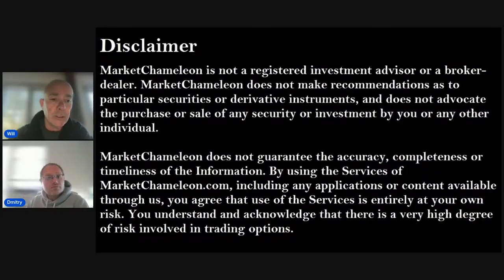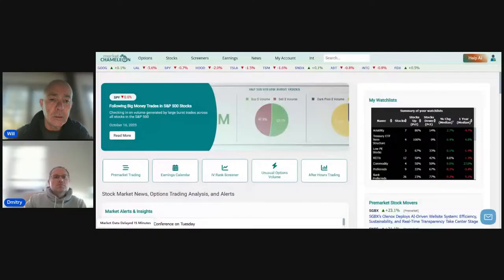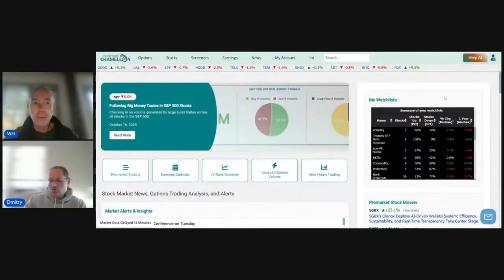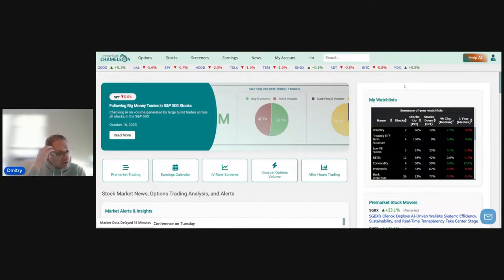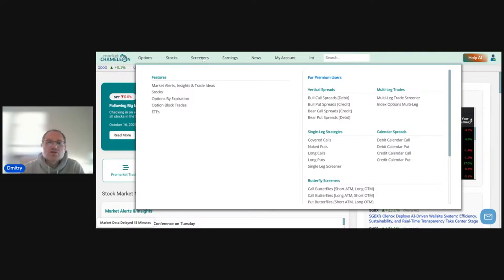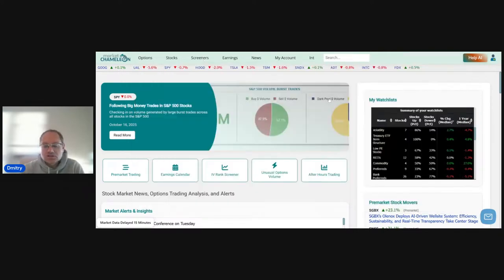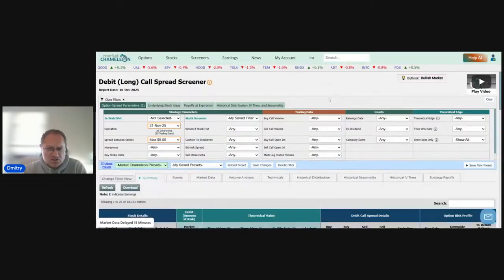Let me share your screen. There's the Market Chameleon landing page. Good morning, everyone. First, let's navigate to the call spread, and then we'll take a look at some liquidity metrics we could use to screen for call spreads. So up top, under screeners, we're going to go to the right. Let's look at a bull call spread. So I'm going to click on that. This takes us to our bull call spread screener.